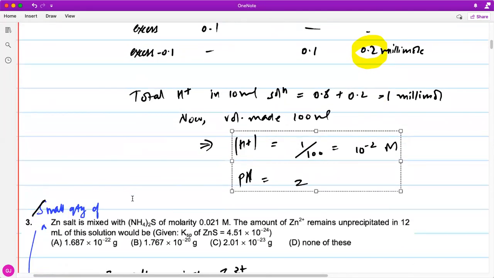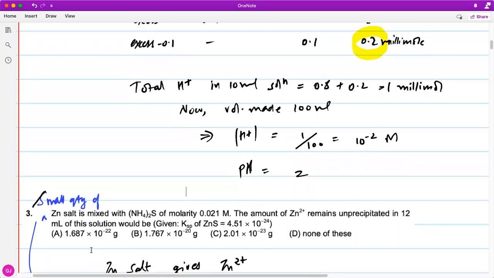Next question, the third question, is again something that requires a little bit of clarification. This clarification comes from the fact that a small quantity of zinc was actually required. So, in this question, we talk about a small quantity of zinc salt being mixed with the ammonium sulfide solution, and as a result, it is asking how much Zn2+ remains unprecipitated. The question did not mention that a small quantity of zinc salt is being added, but that is important.